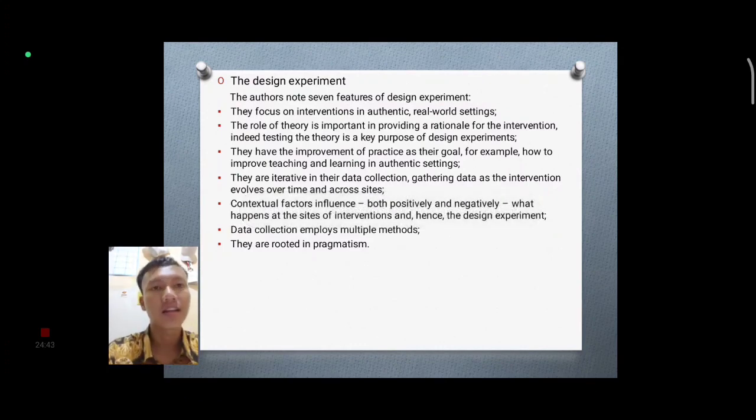Okay, that's all about case studies and experiment.